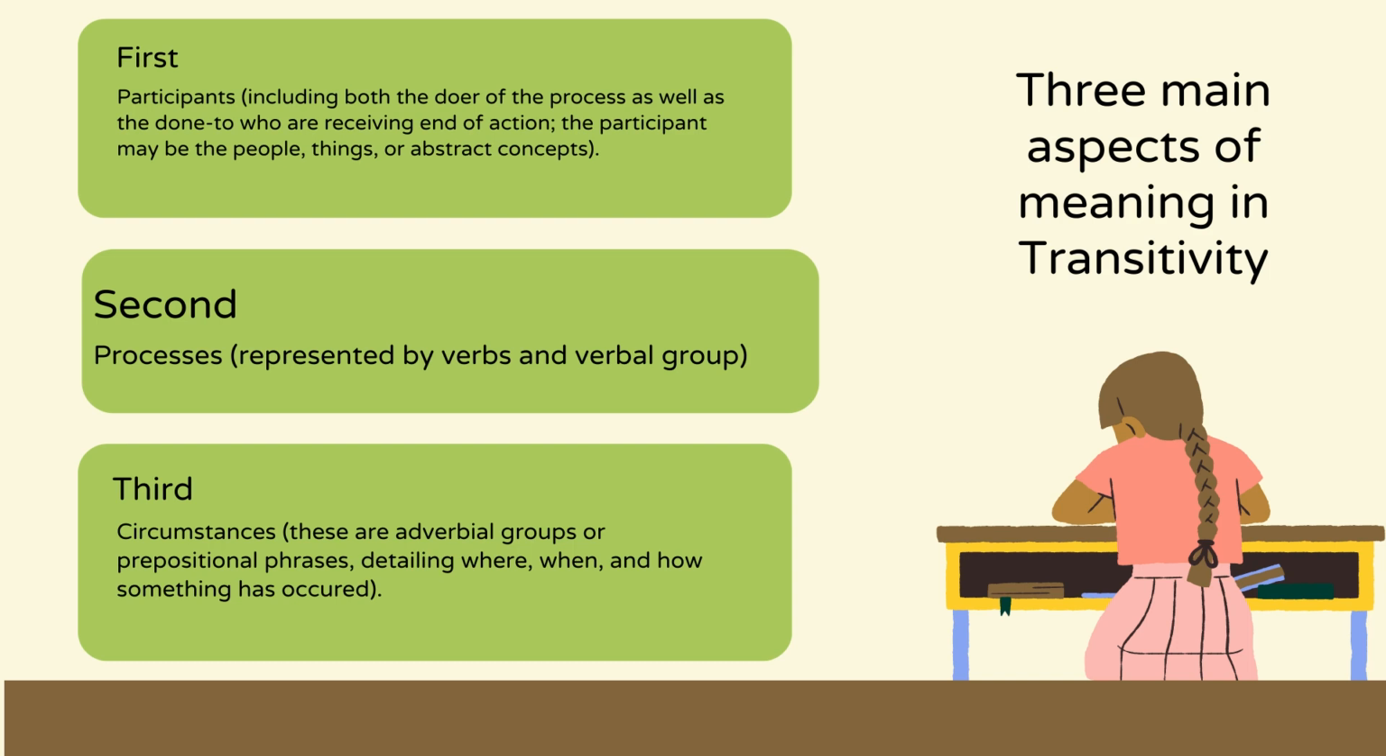There are three main aspects of meaning in transitivity. Number one, participants. It includes both the doer of the process as well as the done, those at the receiving end of actions. Participants may be people, things, or abstract concepts. Number two, processes. It is represented by verbs and verbal groups. Number three, circumstances. These are adverbial groups or prepositional phrases detailing where, when, and how something has occurred.